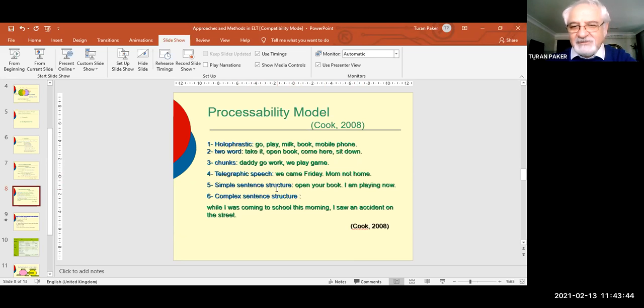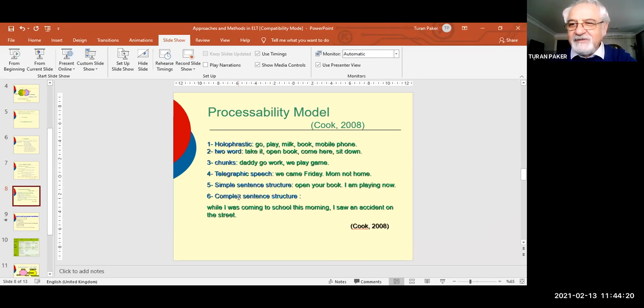And simple sentence structure comes out at the fifth phase, which means open your book, I'm playing now. Finally, they reach complex sentence structure, like while I was coming to school this morning, I saw an accident on the street. Wonderful. I mean, don't expect your students to just jump to the sixth stage without going through the other stages. Because language learning is just like a baby learning the language, whether you are a young learner, teenager, or adult.